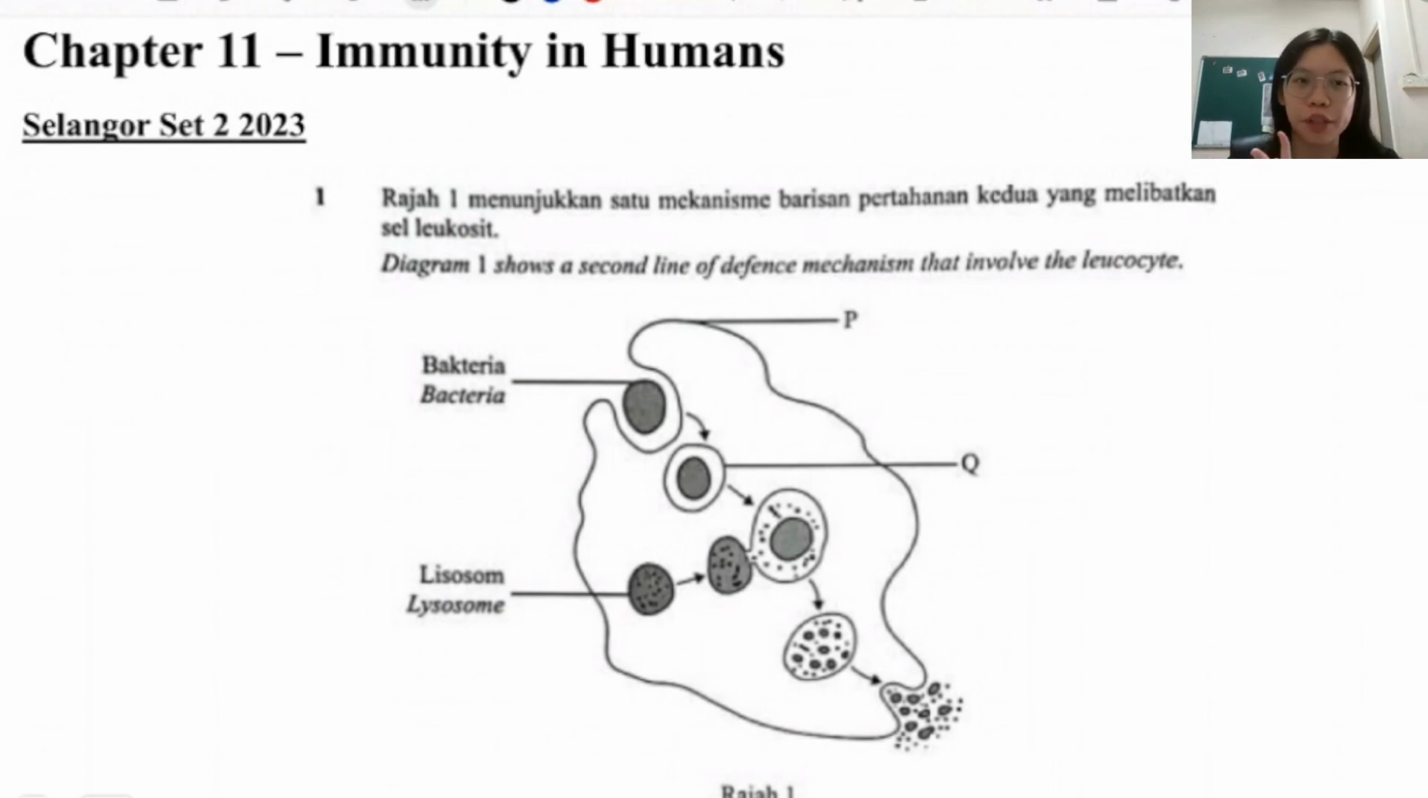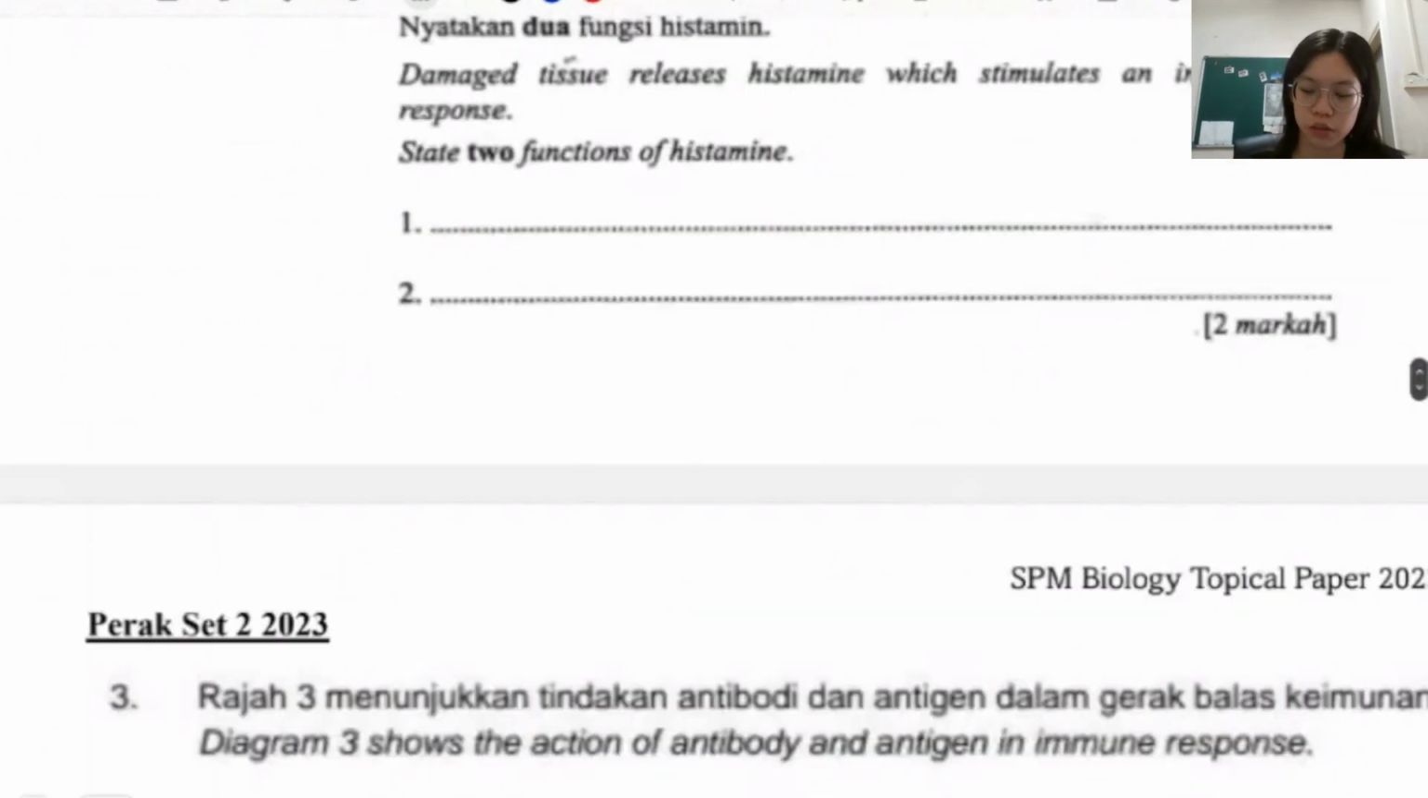It's quite a short chapter, but most importantly you have to know how to differentiate between first, second, third line of defense, what's going on with that, and the types of immunity, active immunity, passive immunity. Yeah, those are the important parts of this chapter. So it's quite a short chapter.